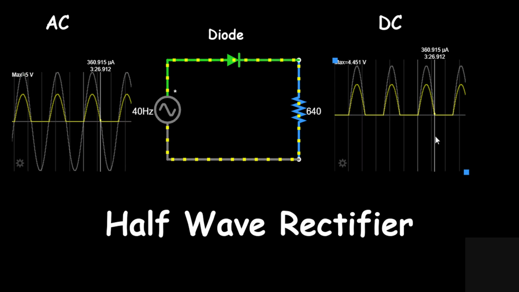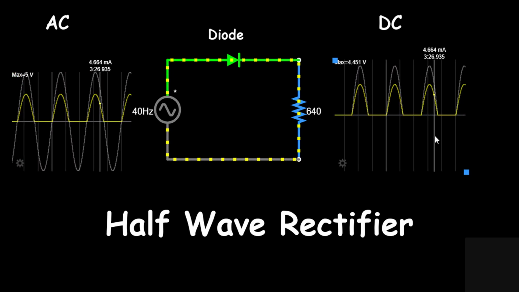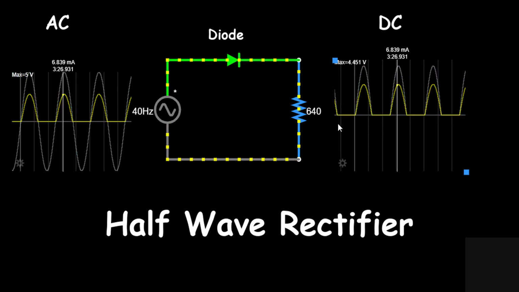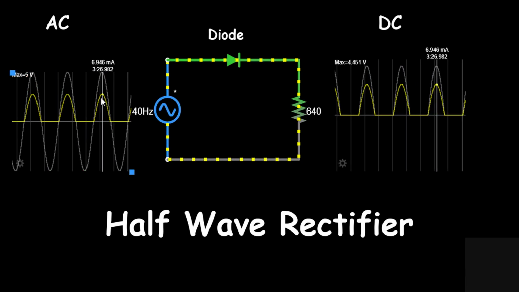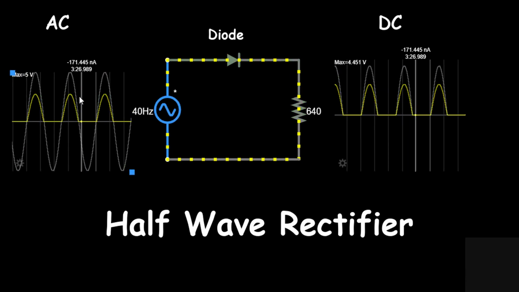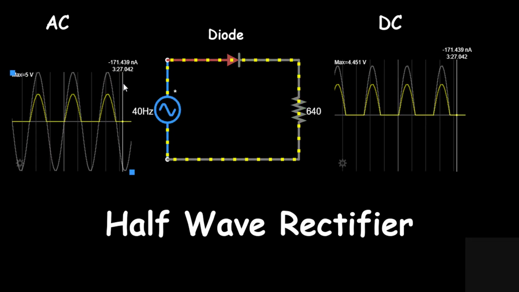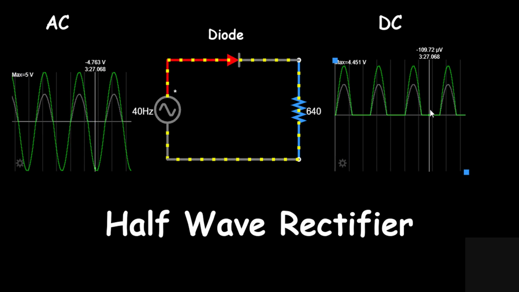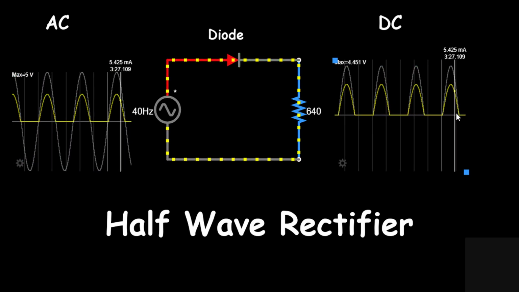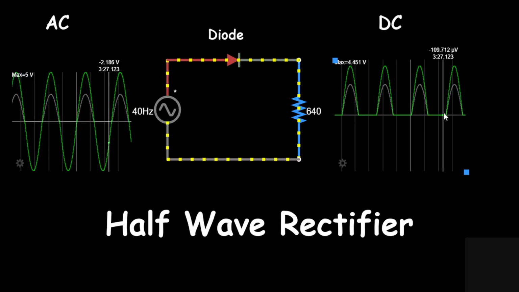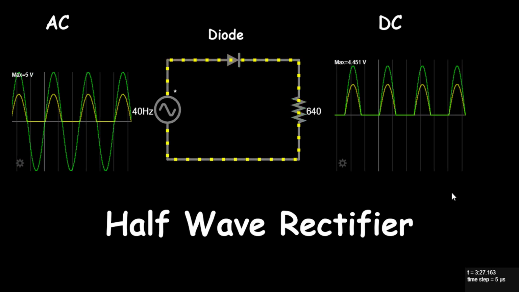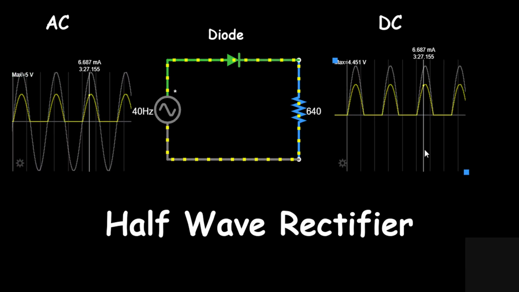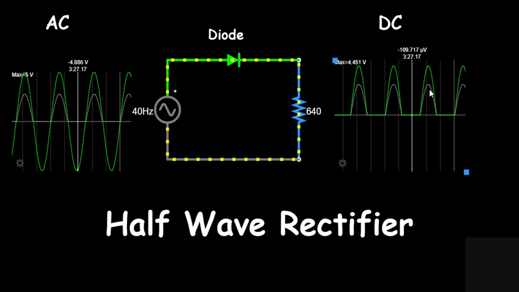Next, let's take a closer look at the waveforms. On the left side of the image, we see the input AC waveform, which oscillates between positive and negative values, reaching a maximum of 5 volts. On the right side, we see the output waveform. Notice how the output waveform only shows the positive half cycles of the input AC voltage. The negative half cycles are completely eliminated, resulting in a pulsating DC output.